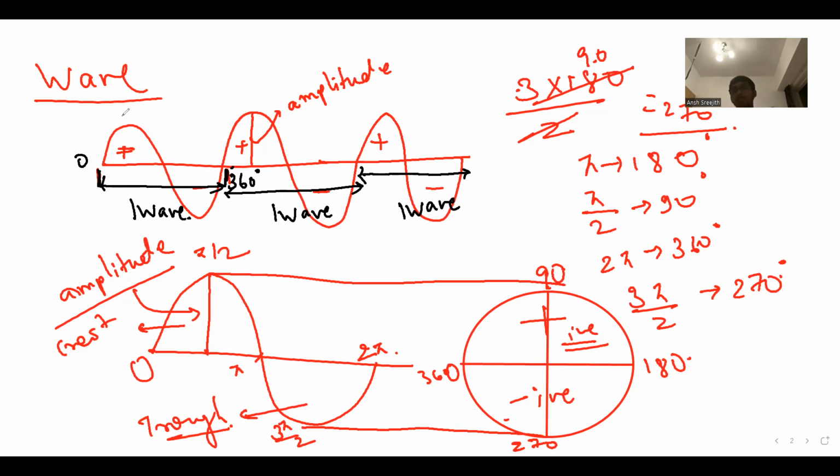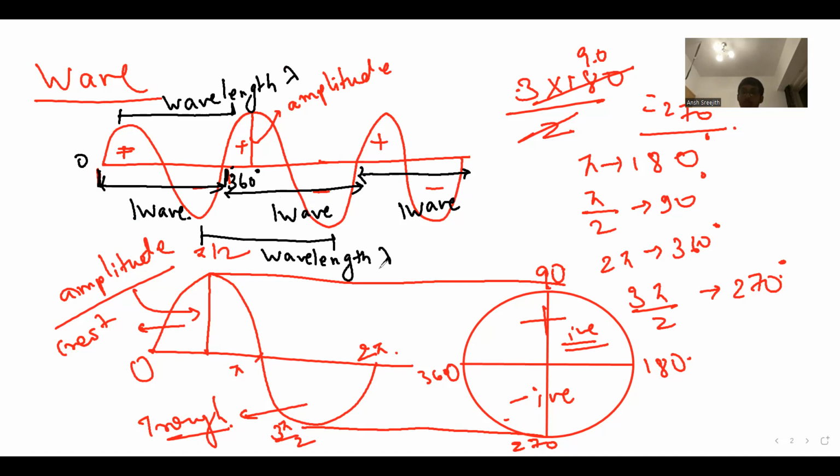Clear? From crest to crest, from trough to trough is known as what? Wavelength, denoted by lambda. From where to where? From crest to crest, from trough to trough is your wavelength.